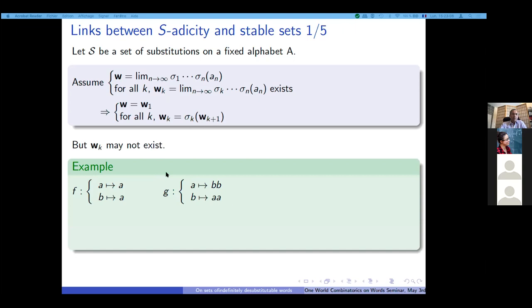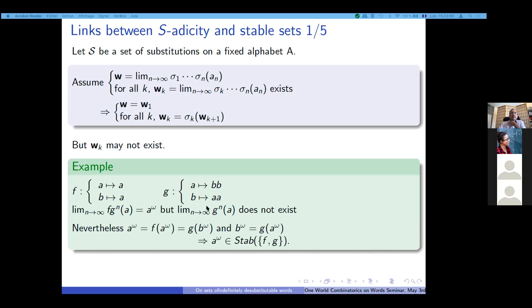Consider the morphism F that maps a to a and b also to a, and the morphism G that maps a to b and b to aa. Then the limit of (FG)^n applied to a is the limit of F of G to the power n applied to a, which is also a power of F of a, and the limit is a periodic word with period a. But when we consider the intermediate limit here, the limit may not exist, because the powers of G applied to a are alternatively a power of b and a power of a. So the limit does not exist.